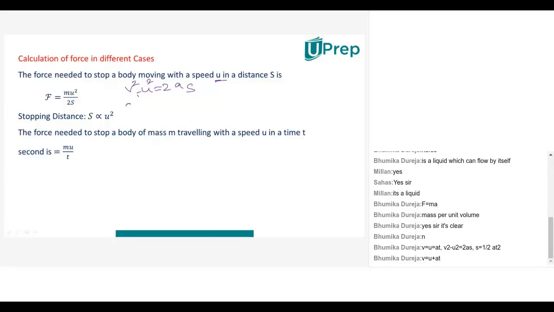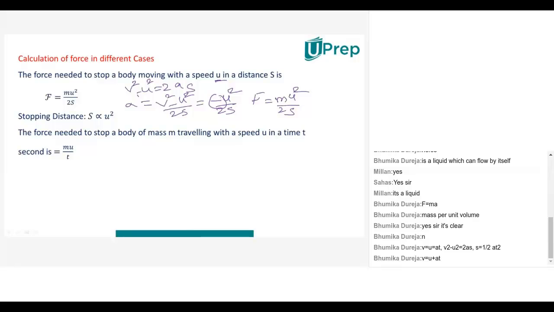Now, from this what can I write? A is equal to (v square minus u square) by 2s. Here v is 0, so it becomes minus u square by 2s. So acceleration A is equal to minus u square by 2s, and you know that F is equal to ma. So for A, I have to write u square by 2s. So what will this negative sign tell us, Arnav?